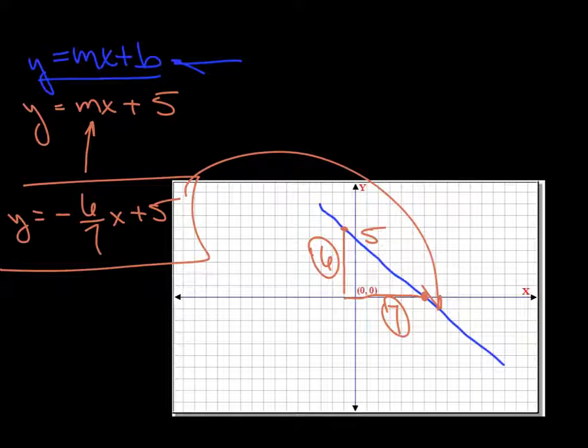So the only thing you have to find is where it crosses the y-axis, and that's this number, and then you make your triangle, and it's going to be the up and down number, the y value, over the left and right number, the x value, y over x. And that gives you your slope, and then you look and see if it's going downhill or uphill. If this were going uphill, this would be a positive 6 over 7.